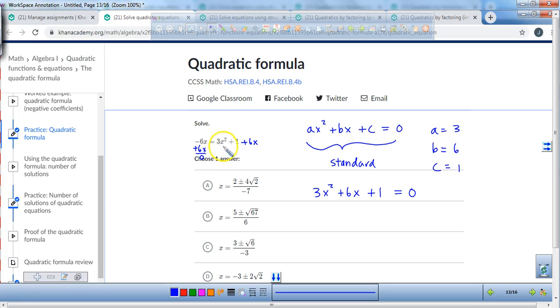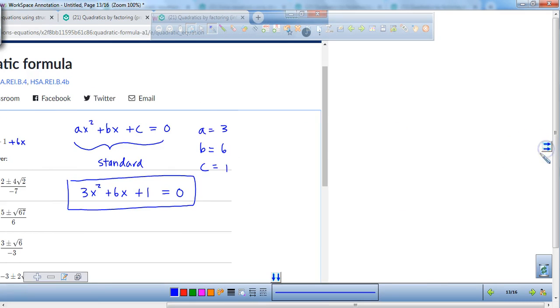Now, if you would have moved this over to the other side, then the only thing that would have been different is this would have been a negative 3, this would have been a negative 6x, and that would be a negative 1. And then you'd have to change all your values to negative, negative, and negative. So we're just going to keep this nice and neat and keep it positive, just to start out. And now you need to write this down in your journal because you're going to be using it over and over again.